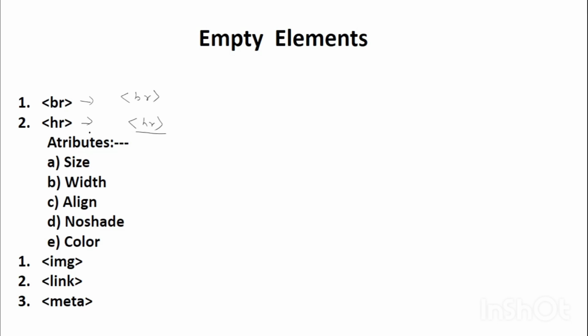And there are a few attributes also, like size, width, align, noshade, and color. These are the different attributes of the hr tag. So what is the use of the size attribute? This size attribute specifies the thickness of the line, and it is in terms of pixels only.